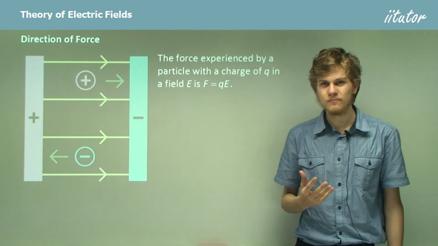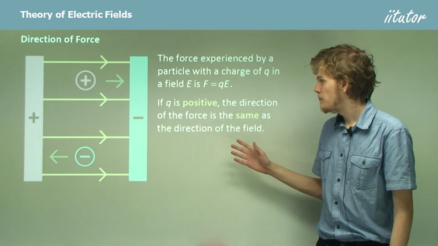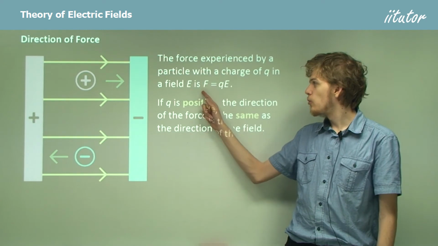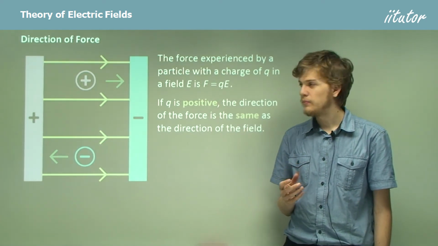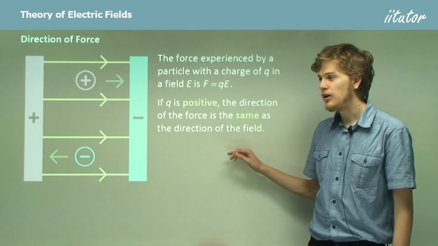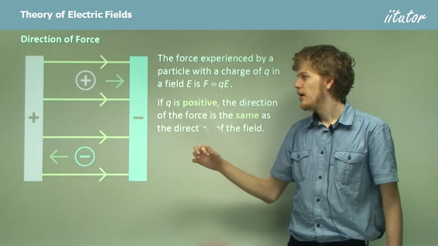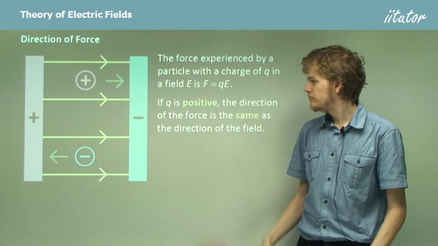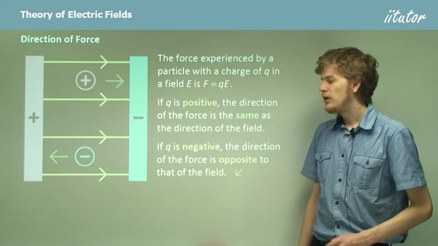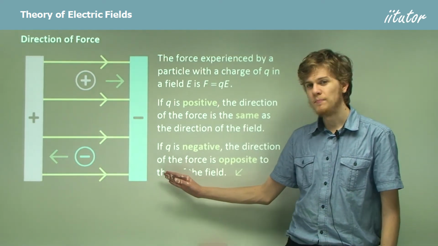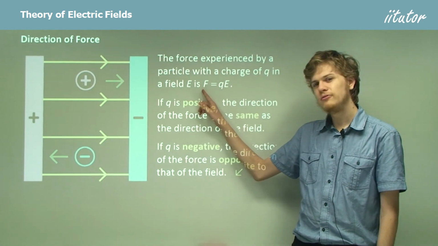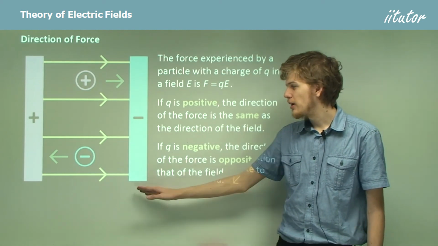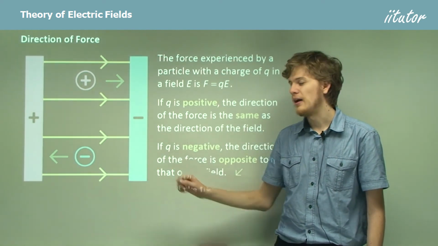Now, if Q is positive, that means the direction of the force will be the same as the direction of the field. Remember that force and field are both vector quantities. So, if we have a positive charge, like in the top of the diagram, and the field points to the right, then the force will also point to the right. If, on the other hand, we have a negative charge, like in the bottom of the diagram, the direction of the force, F, will be negative the direction of the field. And so if the electric field points right, the force on the negative charge will point left.